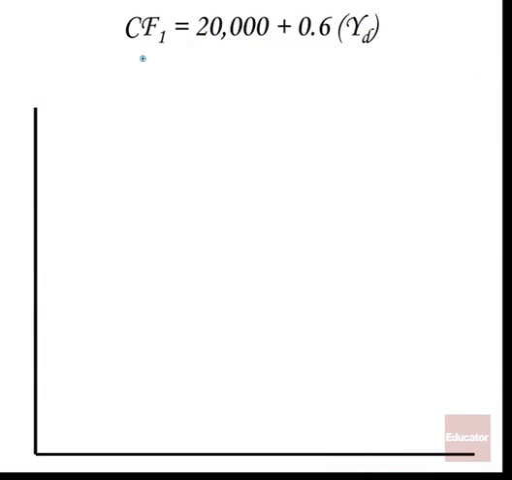So let's take a look. How's it going to look on a graph? C equals $20,000 plus 0.6 YD. Let's label this as YD, your disposable income, and here's the consumption function, or your consumption. So let's go ahead and draw this, a graph like this. What is this going to be here? If your disposable income is 0, then your consumption is 20,000.